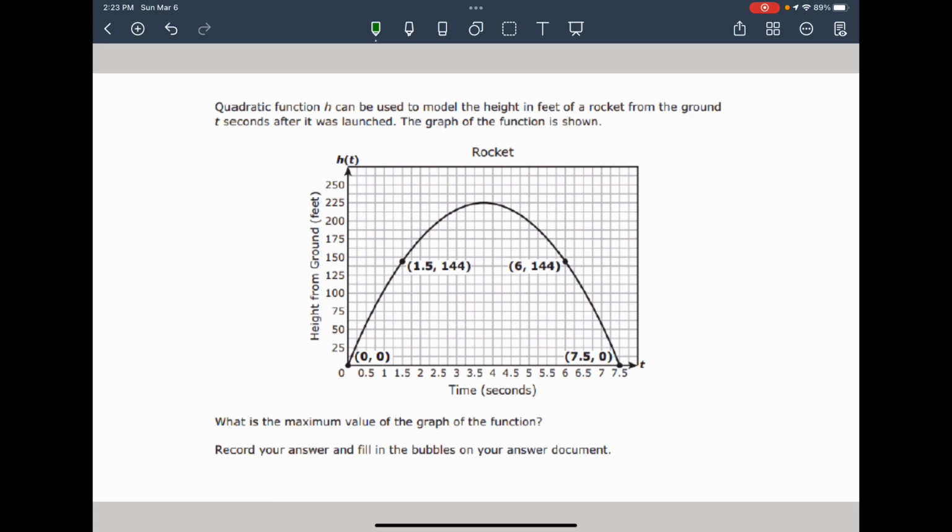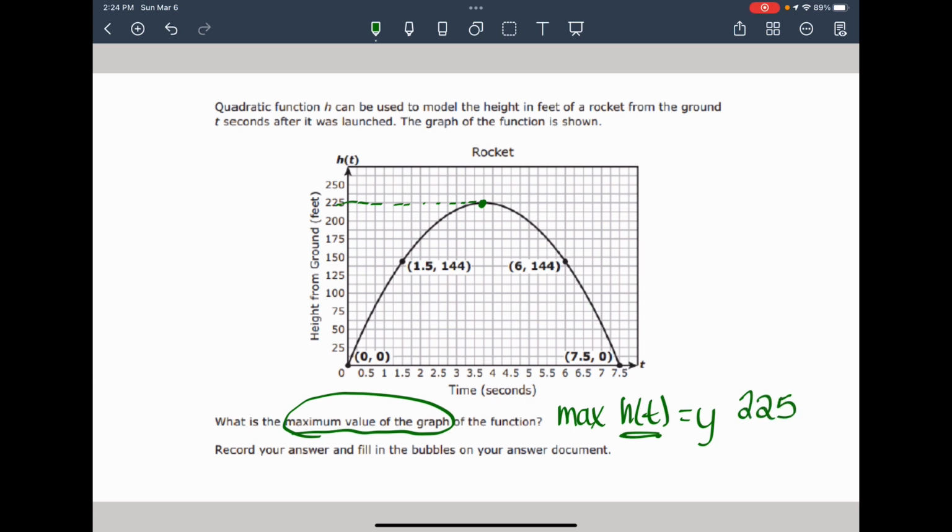So this asks you, what is the maximum value of the graph? So the maximum value is the max of h of t, which, remember, the function is the y value. So we're going to go here to the maximum, which is right here at the vertex, and you can read that from your graph. So the maximum is at 225, so 225 is the max value of this function.